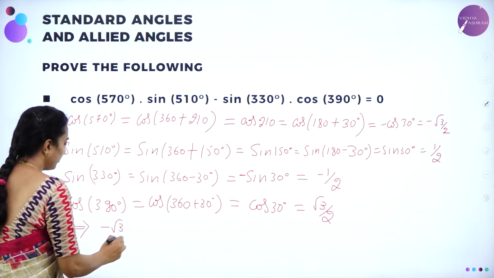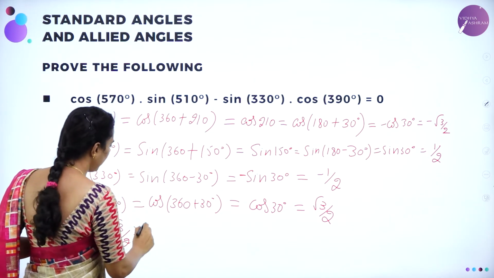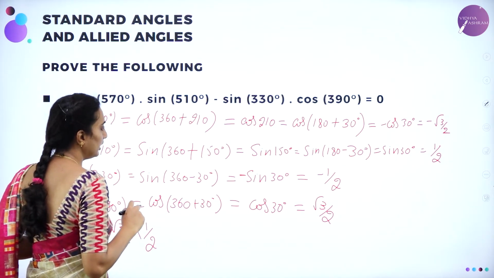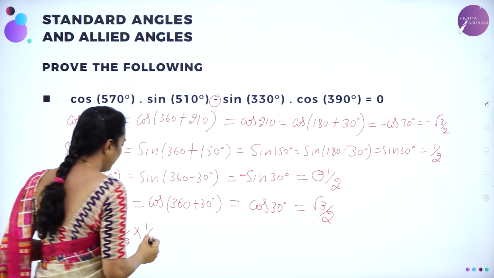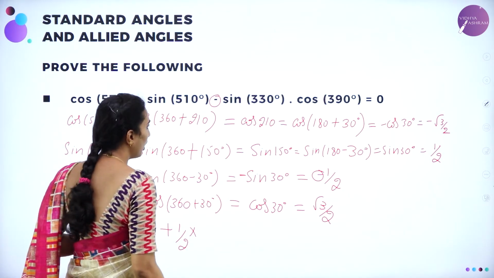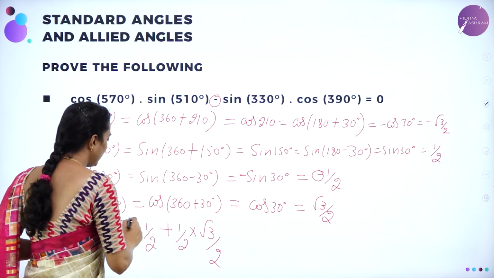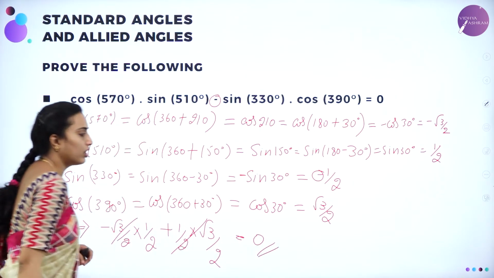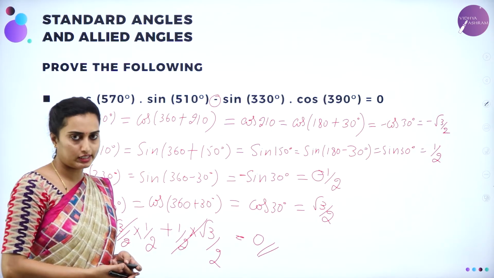Minus root 3 by 2 into sin 510 degree, we have found out 1 by 2. Again sin 330 degree, we have found out minus 1 by 2. Here another minus sign is there. Minus into this minus, it will become plus. So plus 1 by 2 into cos 390 degrees, root 3 by 2. See, you are having minus of this, plus of this, will get cancelled. Remaining value is nothing but 0, which is your RHS. I hope you got how to solve this problem. We'll move on to the next problem.